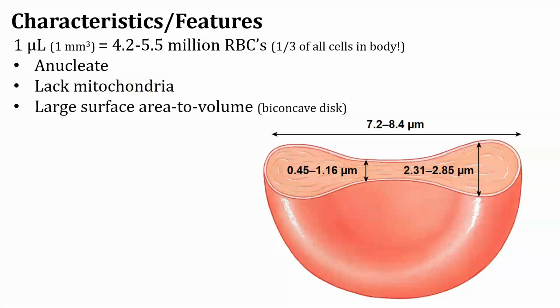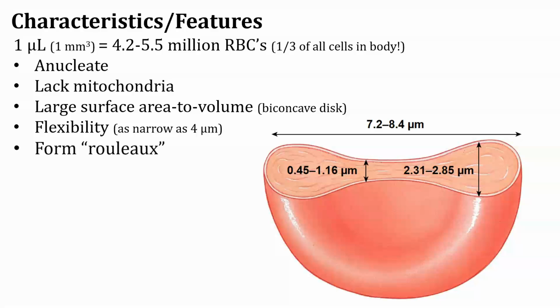Okay, we already mentioned this large surface area to volume ratio. That's the biconcave disc. They're also very flexible. They can get as narrow as 4 micrometers, so they can almost get half of their size. They will form what are called, you got to lean your shoulder in a little bit when you say this French word, the rouleau. All right, give it a try. Lean that shoulder in, rouleau.